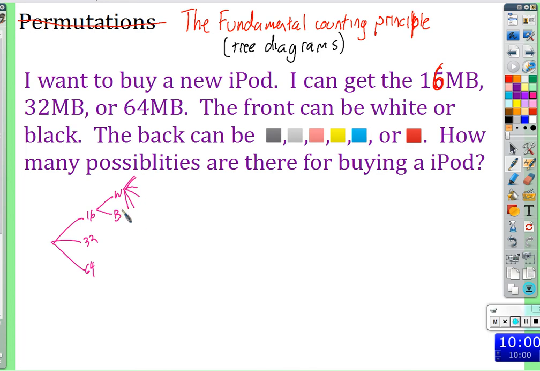So there's six, and there's six on each one of these branches. So we have 3 × 2 × 6 equals 36 different possible iPods that you could buy. Okay. A lot. Fundamental counting principle.